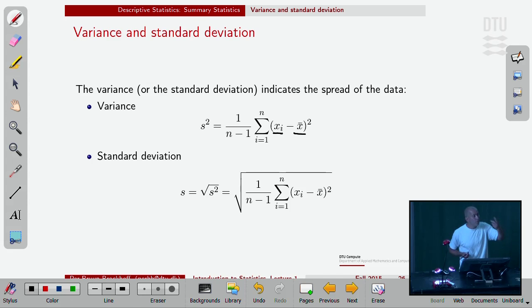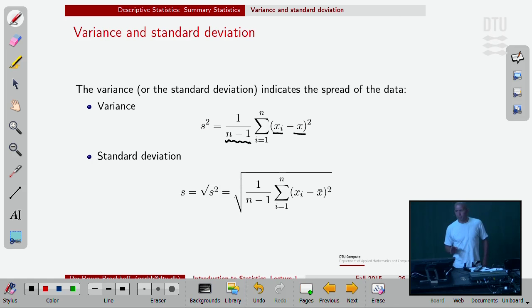I'm not going to spend time on it. I claim that we average, even though I don't divide by n, I divide by n minus 1. That makes good sense for many reasons, because we are cheating a little bit in measuring differences. Let me spend a minute on it. You can read about it in the book.